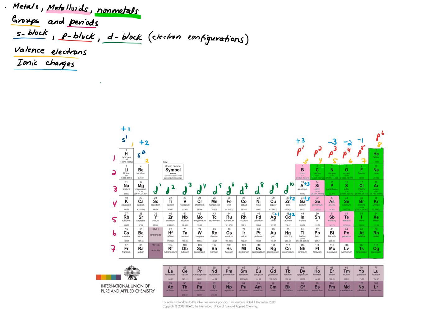We have groups and we have periods. Groups are your vertical columns, and they are also called families. The elements in the same group share similar chemical properties, similar physical properties. So we have your main groups going from 1 through 8. No numbers for the transition metals. Your main groups are group 1, 2, 3, 4, 5, 6, 7, and 8.